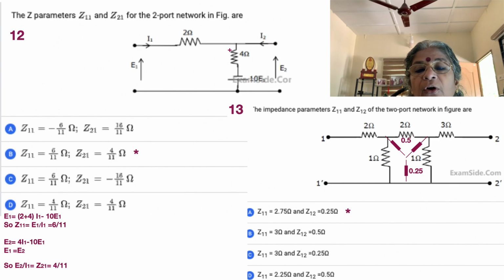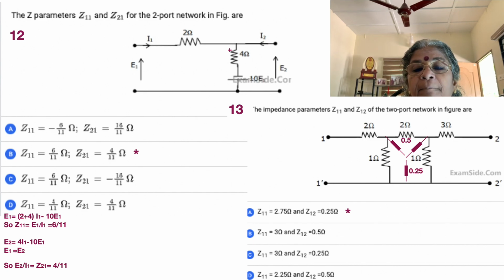Okay. So moving on to the 13th problem, the impedance parameters Z11, Z12. These are similar problems, but of course they are twisting the whole picture by giving us a star and a delta together. So what do we need? We need the star. Why do we need a star? Because we are supposed to find out the Z parameters. So the delta, or the pi within, we convert into the star.